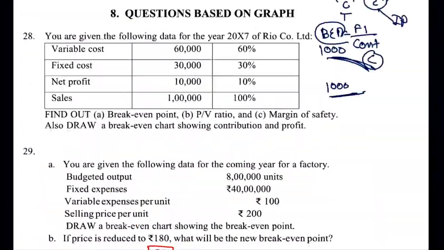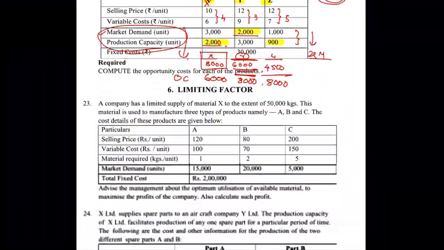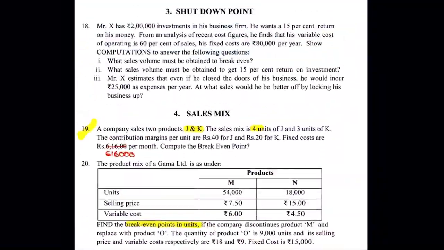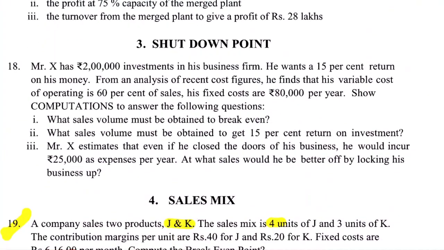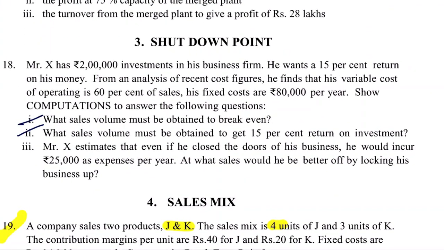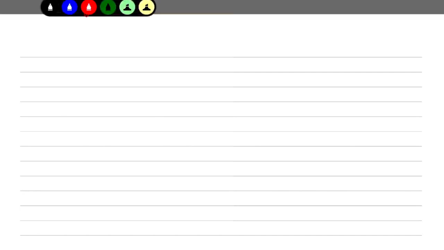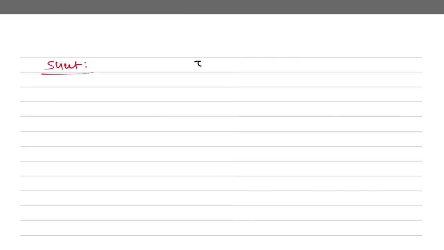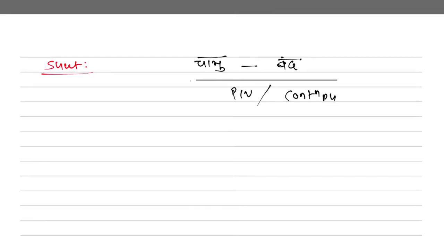After doing that graph, we talked about limiting factor, we did opportunity cost, we did sales mix, then there is a shutdown point. What I generally remember is first two requirements are quite easy. For shutdown point, you guys have to remember only one thing. I don't remember the formula, but I just remember: apun business ko chalu rakhega, so what is your cost? If you shut down your business, what is your cost? Uska difference, divided by either PV ratio or contribution per unit. If they are asking for shutdown point in rupees, divide by PV ratio. Shutdown point in units, divide by contribution.